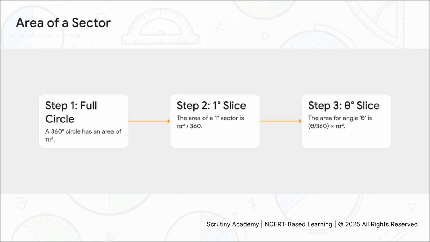We all know a full circle is 360 degrees and has an area of pi times the radius squared. Simple enough. So to find the area of just a tiny 1-degree slice, we just divide that total area by 360. Makes sense, right? From there, to find the area for any angle, we'll just call it theta, we multiply that little 1-degree area by whatever our angle is. It all just builds on itself.